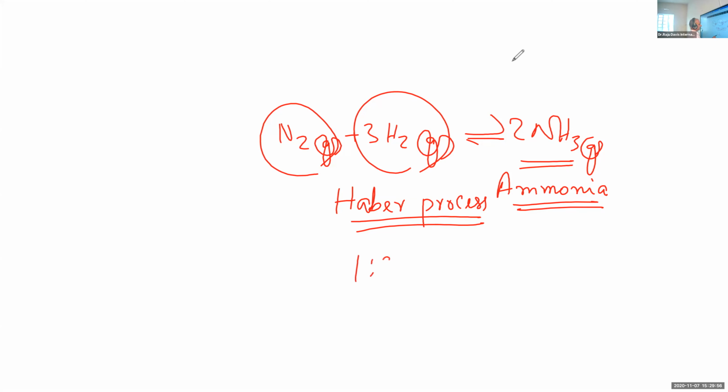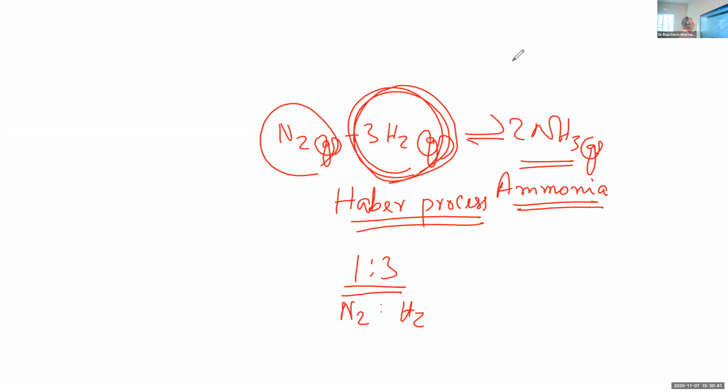Usually a 1:3 ratio is taken. That is the optimum ratio according to Haber. So in the Haber process, nitrogen and hydrogen are in the ratio 1:3. There is more hydrogen. The concentration of hydrogen is increased so that the forward reaction increases and production of ammonia increases. To get a better yield of ammonia, you increase the concentration of hydrogen or nitrogen.